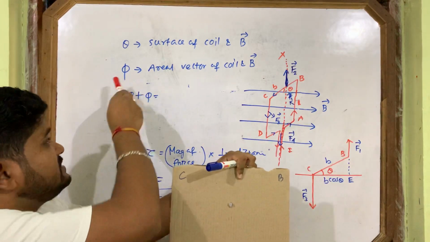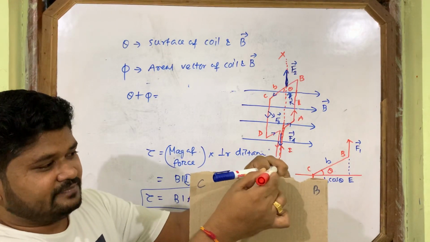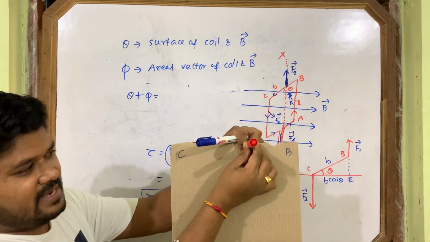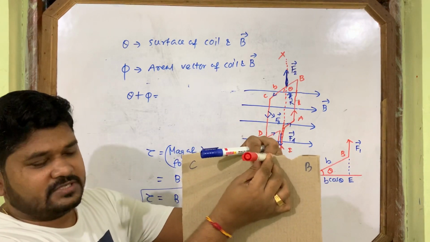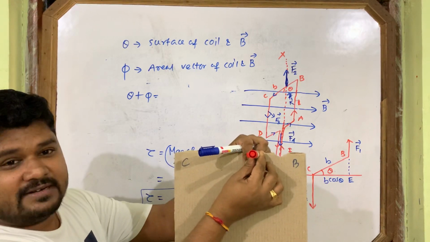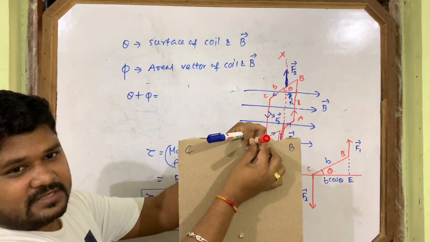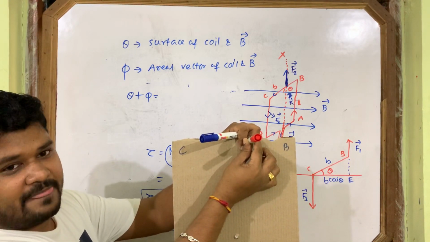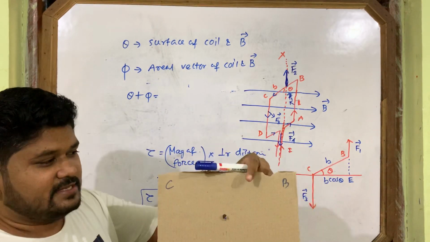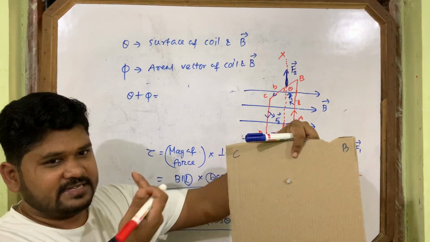But phi is the angle with the area vector. Where is the direction of the area vector? Perpendicular to the coil. The area vector is always perpendicular to the surface. So what is phi? The angle between the area vector and the magnetic field, that is, between the red marker and the blue marker. This is phi. You see? Again I am showing you. This is the coil, and the magnetic field direction is towards this side.